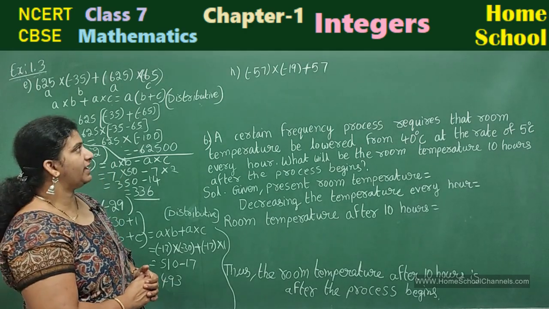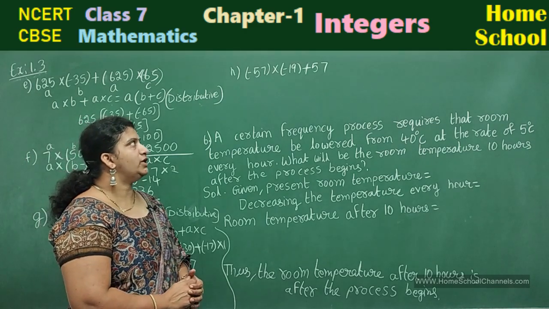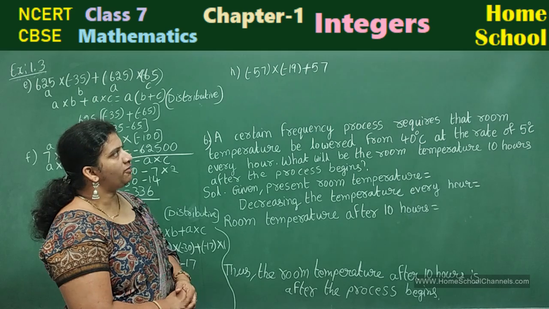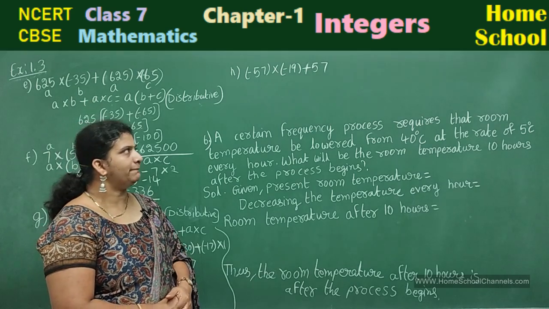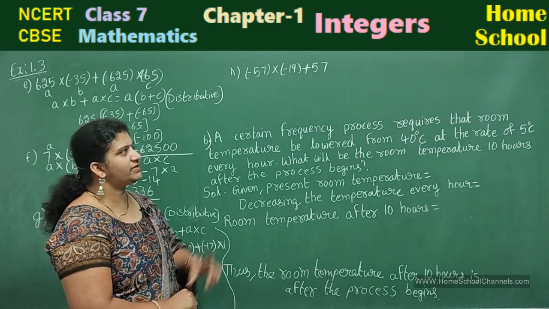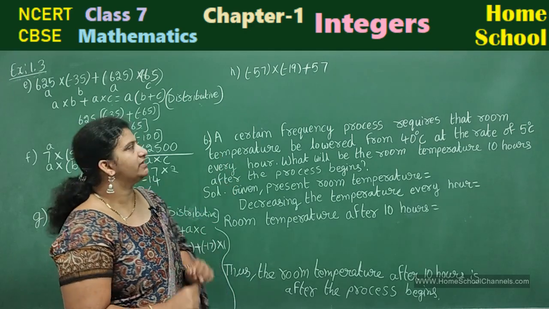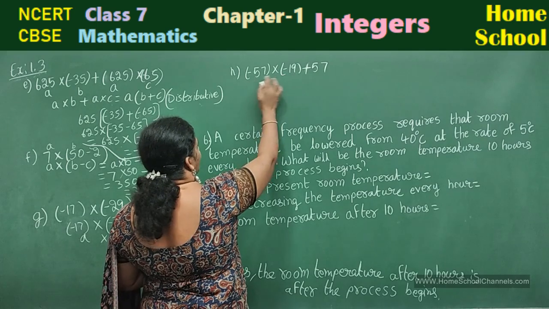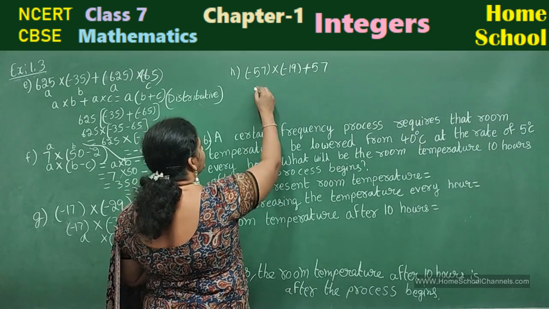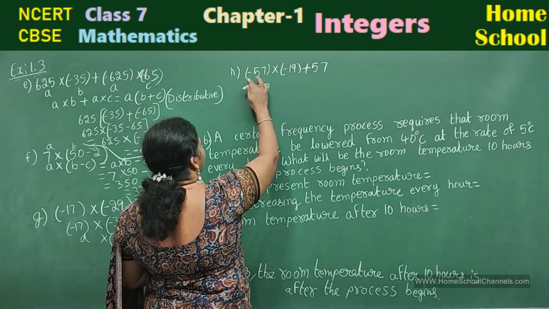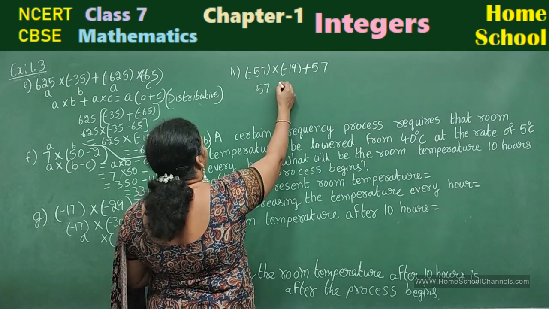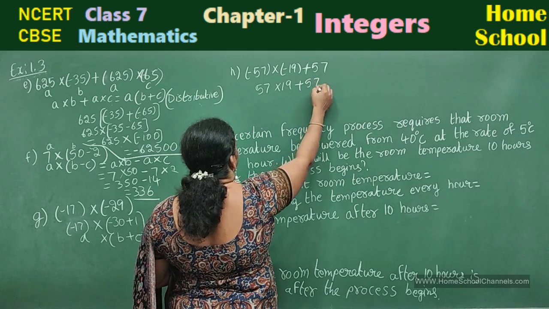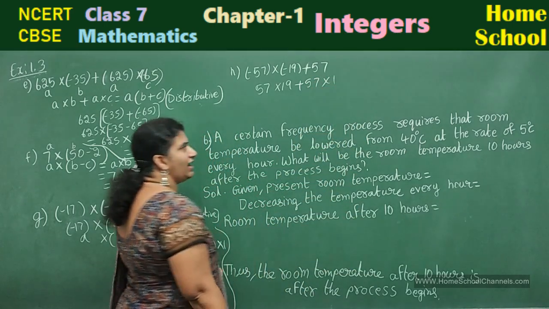Last one in this main, minus 57 into minus 19 plus 57. Observe the problem carefully. Which property? Here minus 57, there plus 57. Observe here carefully. Minus into minus. Let me multiply the signs first. Minus into minus, it will be plus. Let me remove sign. 57 into 19 plus 57. Nothing there. I can multiply 1 now.